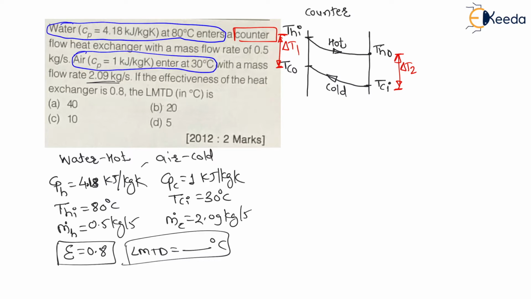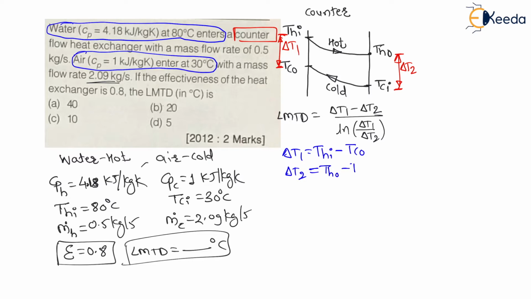Now my dear students, here for this counter flow heat exchanger, the LMTD value is calculated as LMTD is equal to delta T1 minus delta T2 divided by ln of delta T1 divided by delta T2, right? And my dear students, delta T1 is nothing but Thi minus Tco. So let us write down here delta T1. Therefore delta T1 is nothing but Thi minus Tco, and delta T2 is here Tho minus Tci. Therefore delta T2 is equal to Tho minus Tci, right?